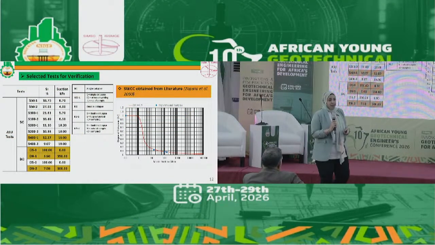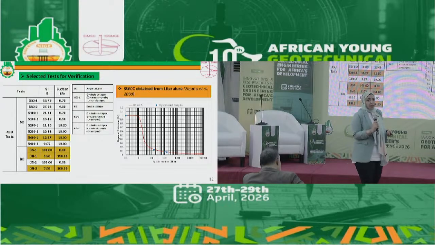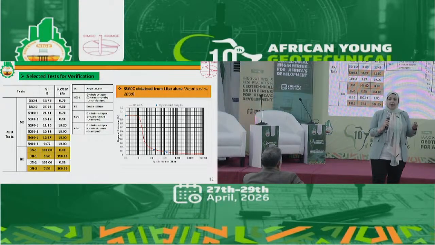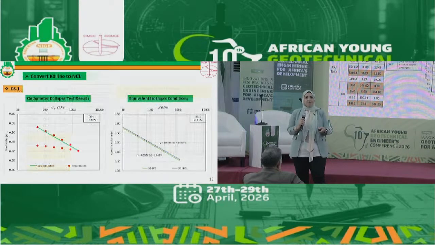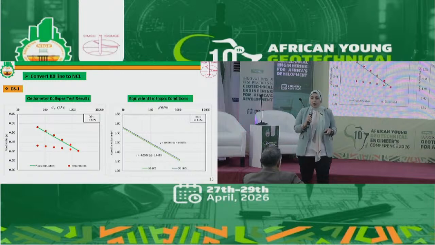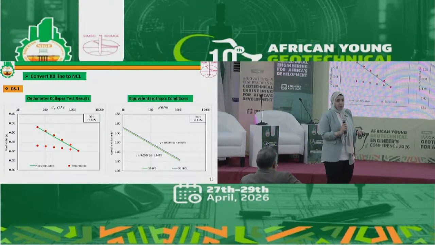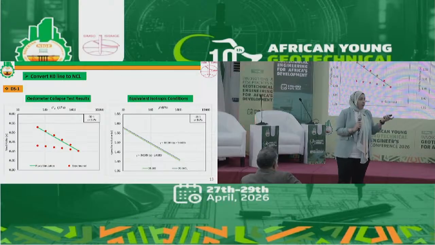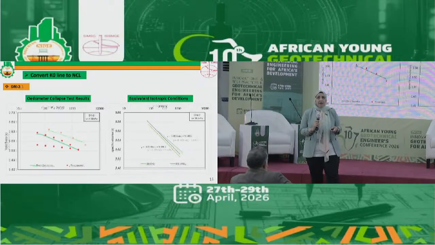From my tests, I did many single and many double odometer collapse tests. I selected 4, and I determined the suction value from the soil water characteristic curve. Afterwards, the first step I took was to take the data I obtained from the one-dimensional test, and using the framework that I previously mentioned, I was able to get the NCL lines for the 4 different tests. This is just some of the data.